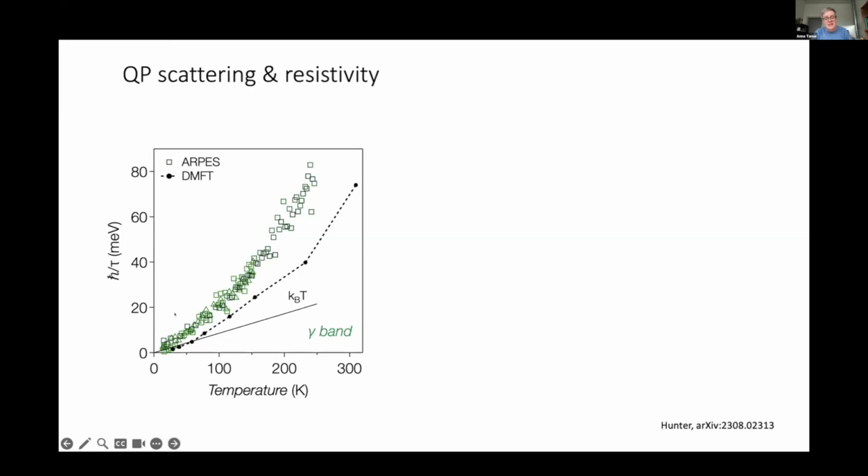I think yes. I think it goes like t squared at very low temperature. Then, do you have any idea about the scaling in the high temperature regime? We didn't look at that. We would have to do it as a function of temperature and as a function of frequency. That's what you would like to do.